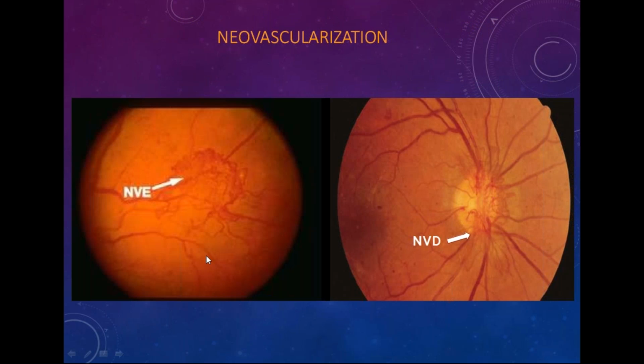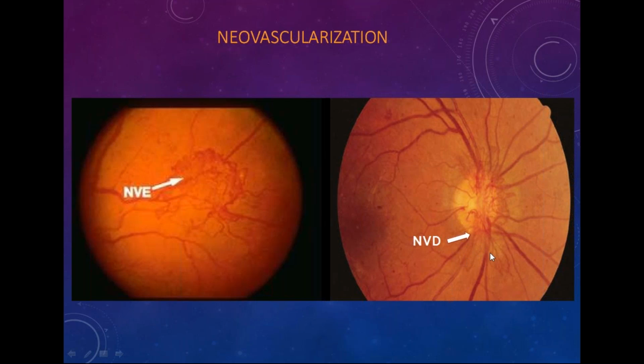There is a picture of neovascularization elsewhere. This is a picture showing neovascularization of the disc. These are all the abnormal blood vessels on the disc. Here you can see these are normal vessels. This is the vein, this is the artery. But these small vessels which appear light in color are abnormal vessels. They are new vessels.